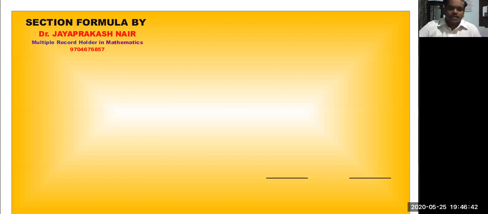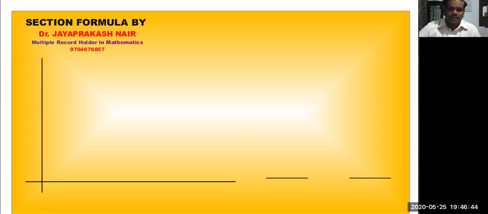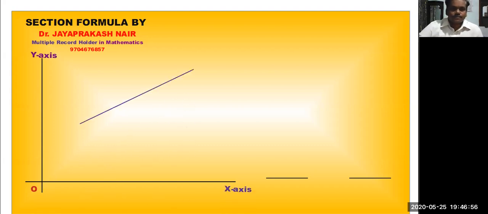Let's consider a horizontal line and a vertical line, meeting at O, that is the origin, and name them the x-axis and y-axis. Take two points, A (x1, y1) and B (x2, y2). This is the line segment which we have to divide in a ratio. Say there is a point P (x, y) dividing it in the ratio m is to n.